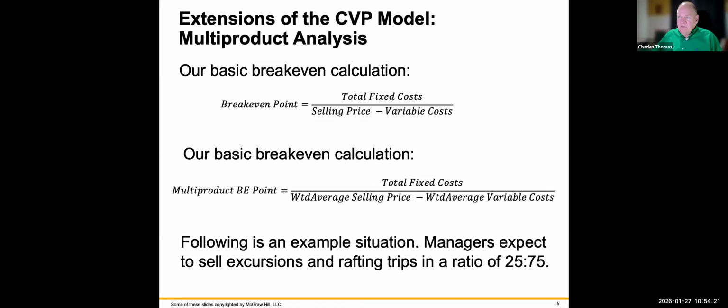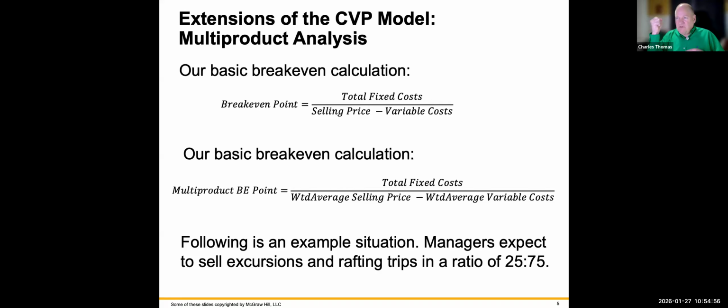Now, one challenge to point out at this point is when I have a multi-product organization, which again is most organizations, I don't have a single break-even point. I could have multiple break-even points depending on my assumptions. So what we're going to do is assume that the ratio of sales of one product to the sales of other products stays constant over time.